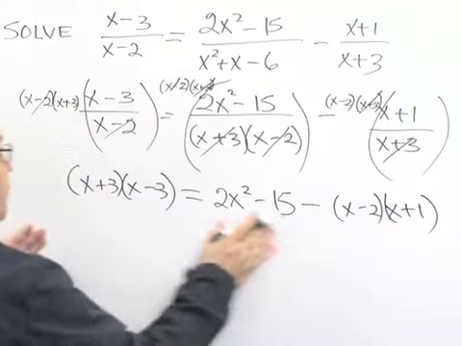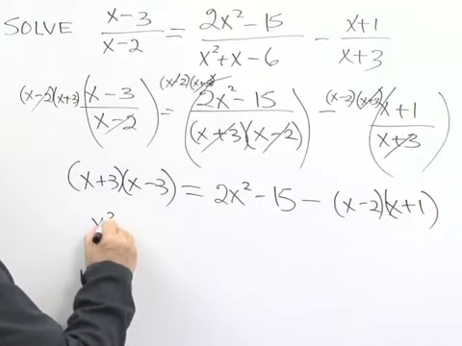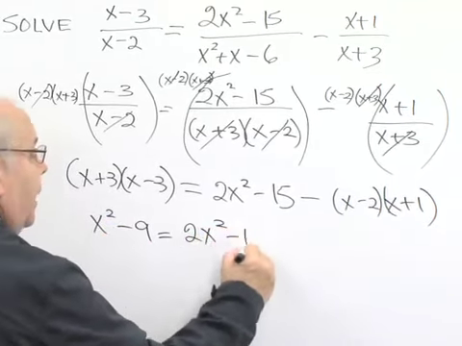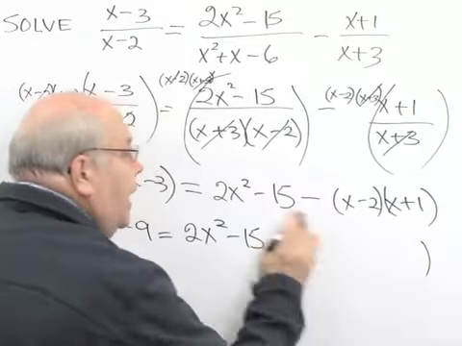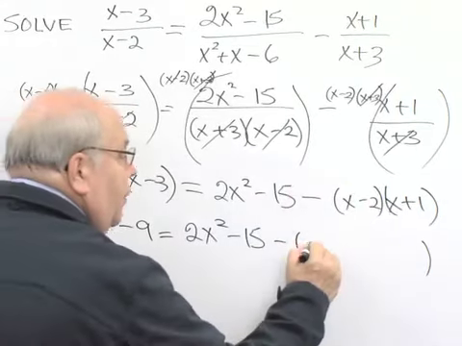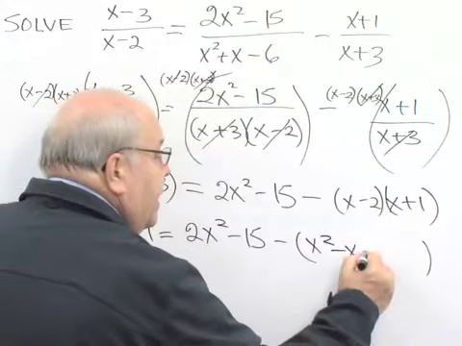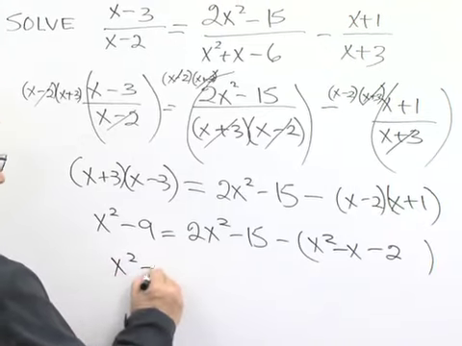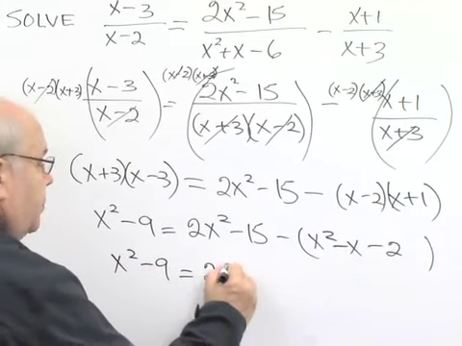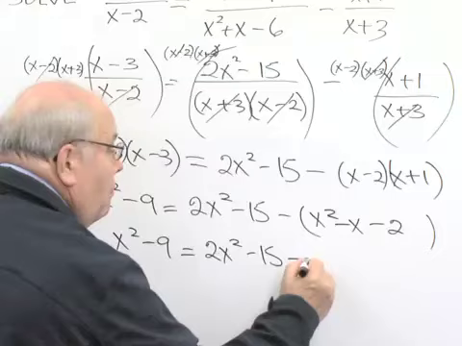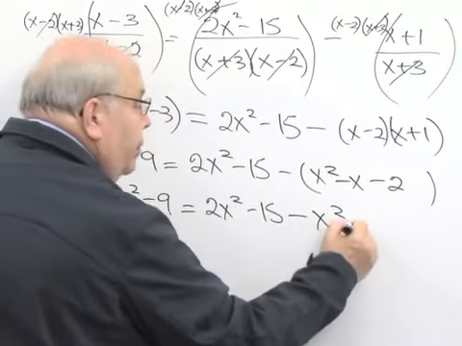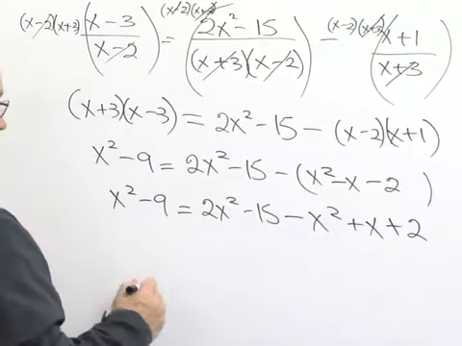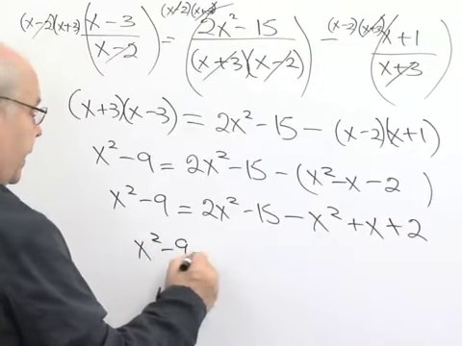If I remove these parentheses, I have x squared minus 9 equals 2x squared minus 15, and I have to take the opposite in sign of x squared minus x minus 2. So when I remove that parentheses, I have x squared minus 9 equals 2x squared minus 15 minus x squared plus x plus 2. Now you notice we'll have a chance to simplify a little bit on the right-hand side.